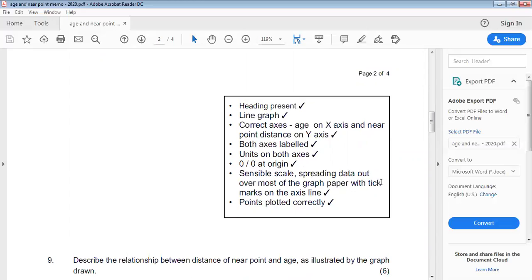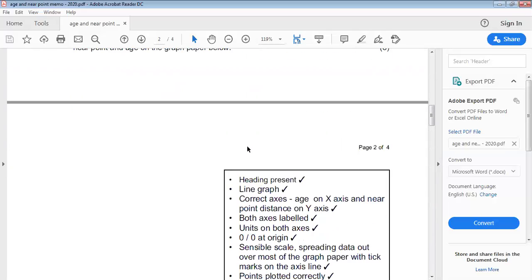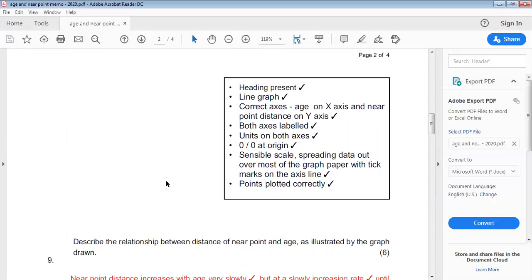And then I'm obsessive about this. You must put tick marks on the axis line. That means if you on the x-axis have got the figure 10, then you need to put a little tiny mark on the x-axis line to show where 10 is, and where 20 is, and where 30 is, etc. And also up the y-axis. And then a mark or 2 marks quite often for whether you plotted the points correctly.